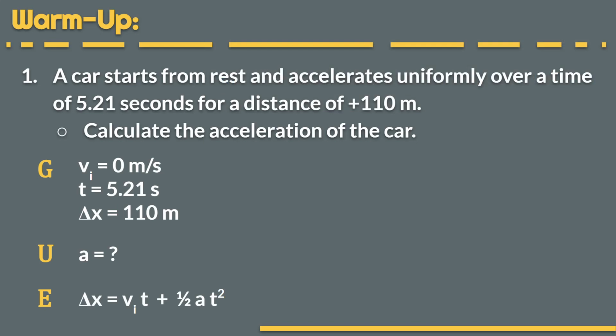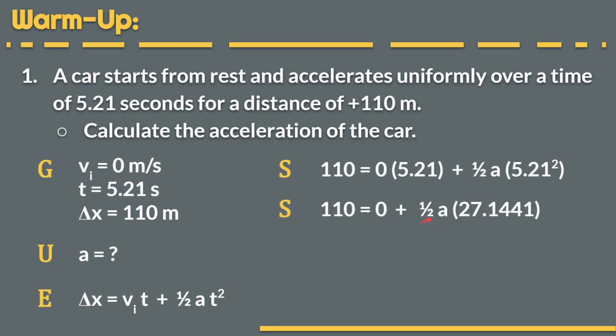Notice it doesn't say A equals, but it doesn't matter. Once I plug in, I can rearrange it. Or if you prefer, you can manipulate that equation before you plug in. It doesn't matter. But we're going to go ahead and substitute into it, like this. 110 equals 0 times 5.21 plus 1/2 times A times 5.21 squared. That's just straight substitution. Now we can start to do some of the math here. For example, 0 times 5.21 is going to be 0, so that's going to go away.